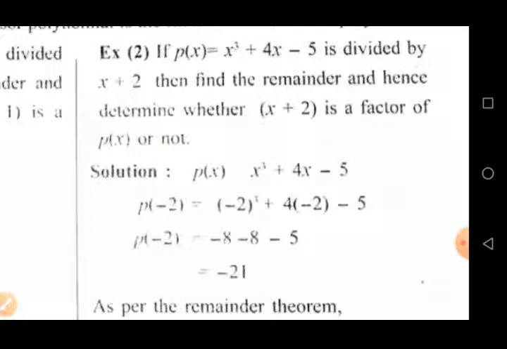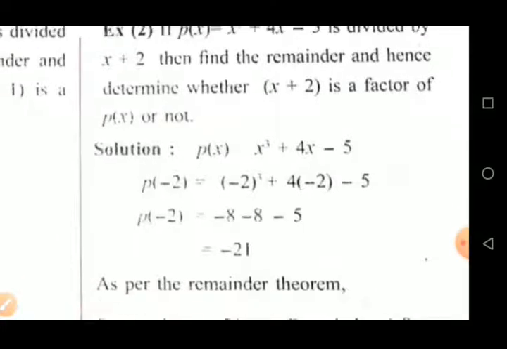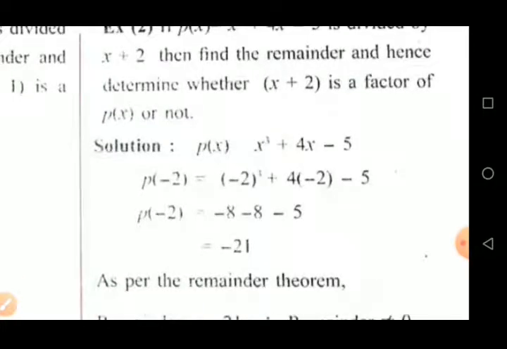Now to the next line, p of minus 2 is equal to minus 2's cube plus 4 into minus 2 minus 5. p of minus 2 is equal to minus 2's cube means minus 8, plus 4 into minus 2 means minus 8, minus 5. And the sum of all these is minus 21. Minus 8 minus 8 means minus 16, minus 16 minus 5 means minus 21.